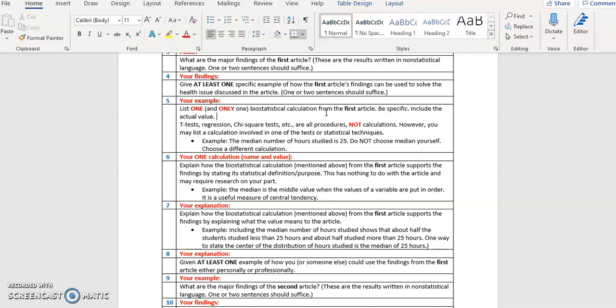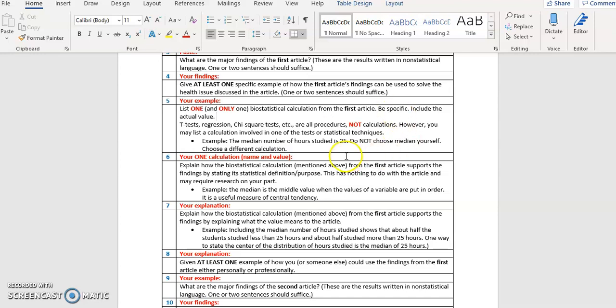Okay? Now, things like t-test, regression, chi-square test, etc., those are all procedures. Those aren't calculations. Completing those procedures might require you to calculate things, but those themselves are not calculations. You can list a calculation involved in one of these tests or techniques, but don't just list the t-test, because that's not a calculation. Regression is not a calculation. Okay?